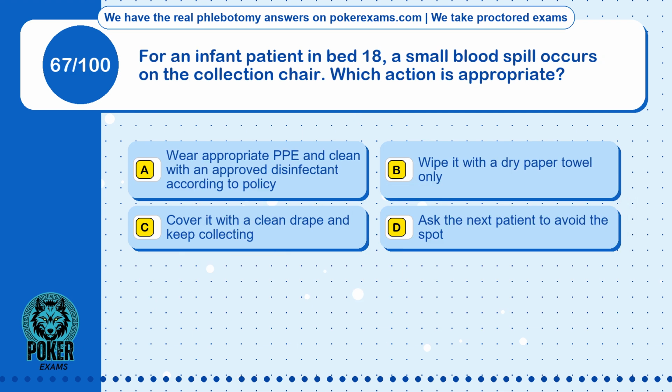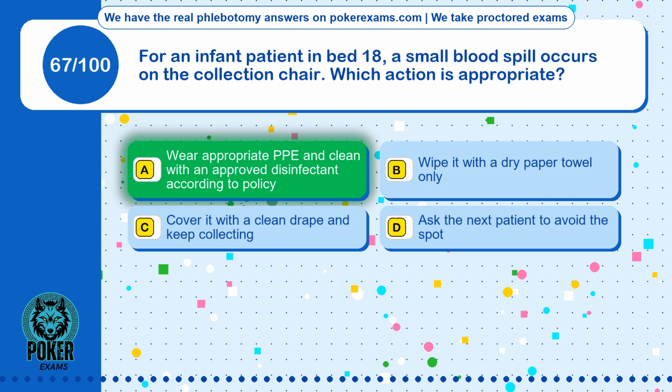Question 67. For an infant patient in bed 18, a small blood spill occurs on the collection chair. Which action is appropriate? Option A. Wear appropriate PPE and clean with an approved disinfectant according to policy. Option B. Wipe it with a dry paper towel only. Option C. Cover it with a clean drape and keep collecting. Option D. Ask the next patient to avoid the spot.